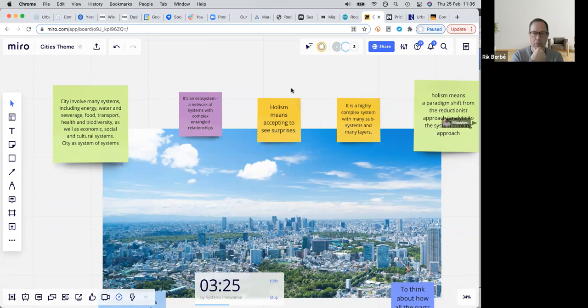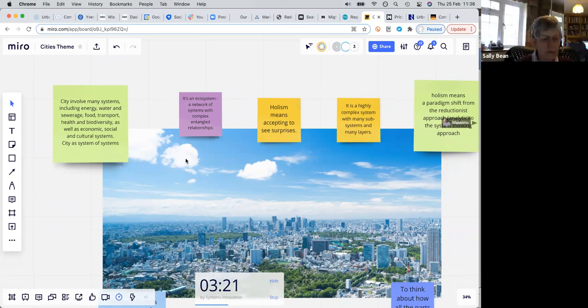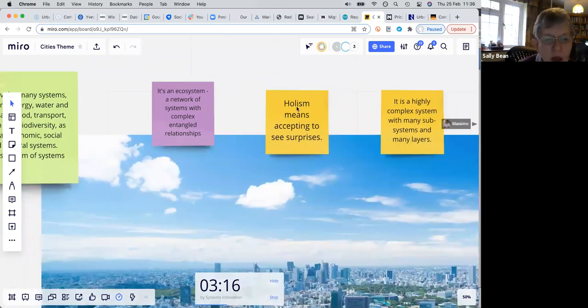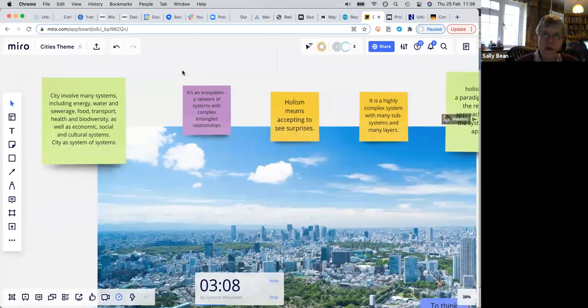Yeah. So it's an ecosystem, a network of systems with complex entangled relationships. Yeah, I said that. I think the word entangled is quite a useful one, because Dave Snowden talks a lot about that with complexity, that there are systems where you can see all the components, and there are systems where things are so entangled that you have no hope of really understanding it, and you have to work with those with constraints rather than trying to come up with a design as such.